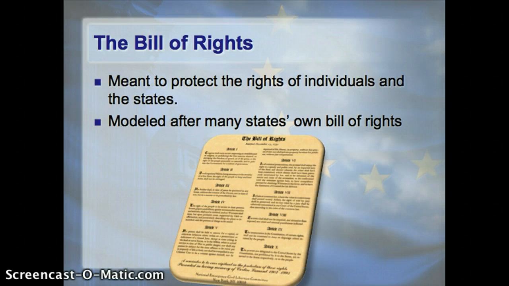The Bill of Rights that was added is made up of the first 10 amendments to the Constitution. The Bill of Rights was modeled after bills of rights that many states already had, and it's designed to protect both the individuals, the citizens of the new nation, and the states.